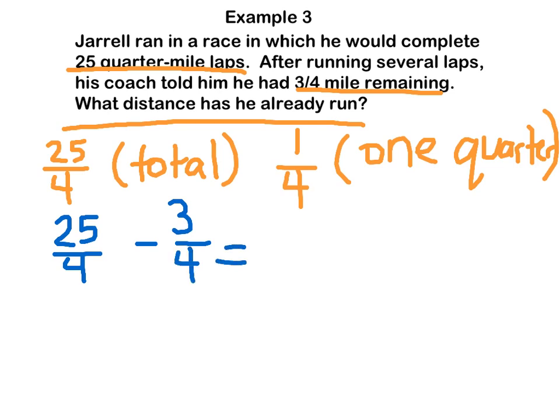So 25 minus 3 is 22/4. Now keep in mind this entire lesson is about simplifying, so we need to look at 22/4 and ask ourselves, what else can we do? Can I reduce? Can I convert it to a mixed number? And the answer is yes to both. So because in example 2 I started with reducing, this time we'll start with converting to a mixed number first. So first we're going to convert.